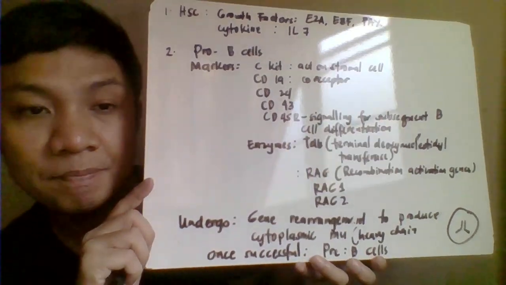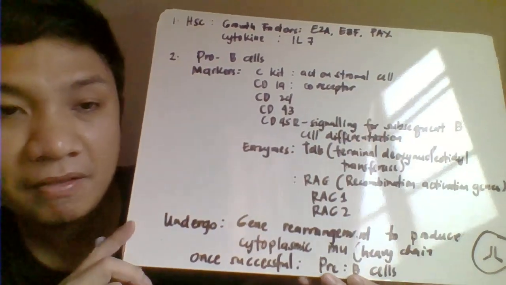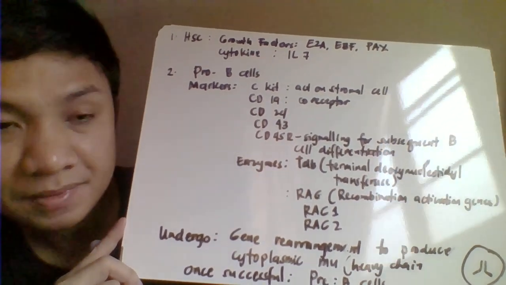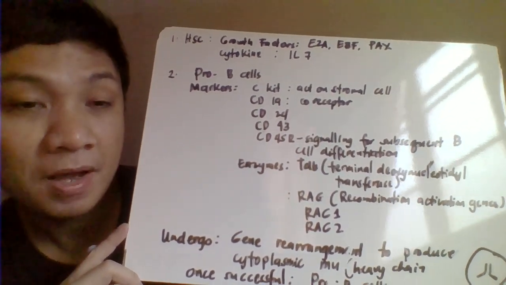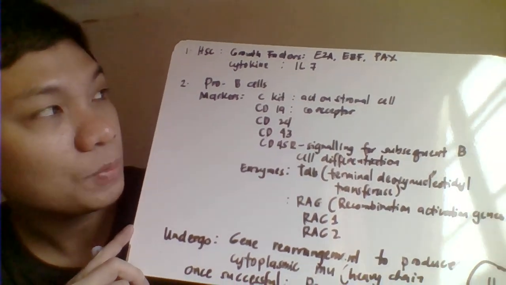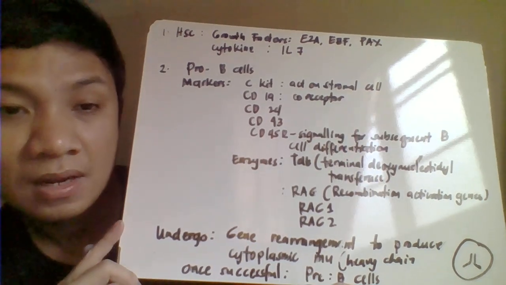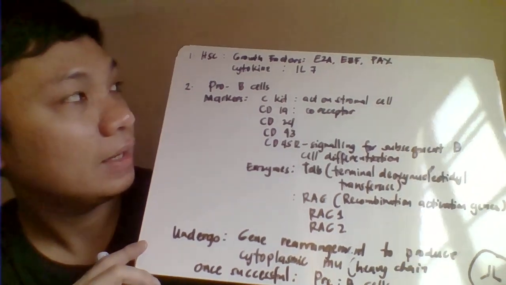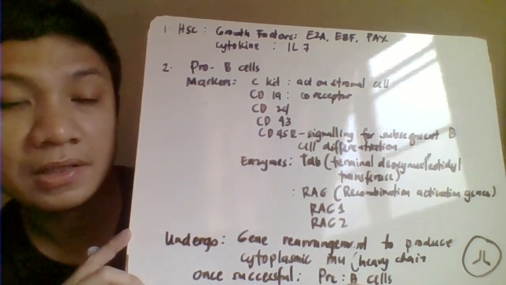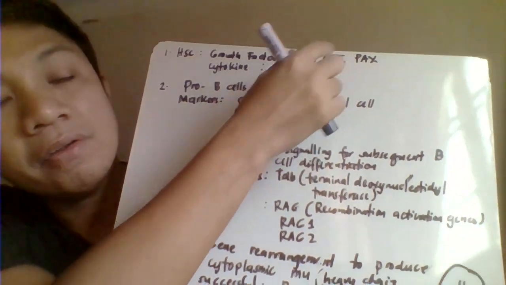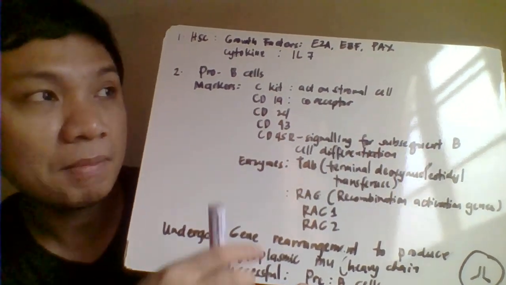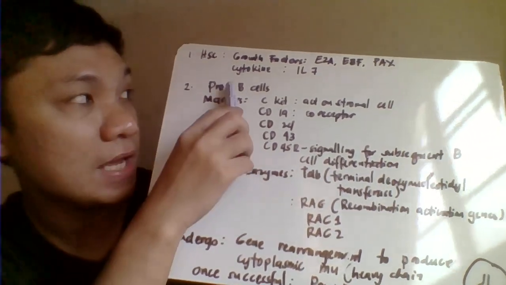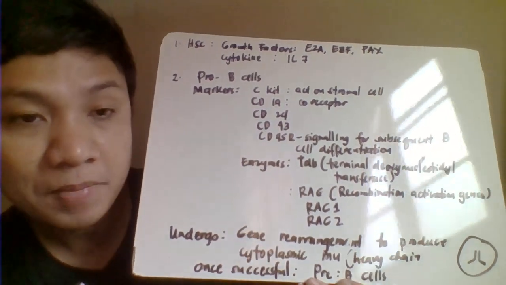Okay, so we'll be discussing the development of your B lymphocytes. From your hematopoietic stem cell or pluripotential stem cell, that would eventually be acted upon by growth factors like E2A, EBF, PAX, and we also have cytokines in the form of interleukin 7. All of these growth factors acting on your hematopoietic stem cells allow the differentiation of your cell to become your B lymphocyte, starting with the pro-B lymphocyte.